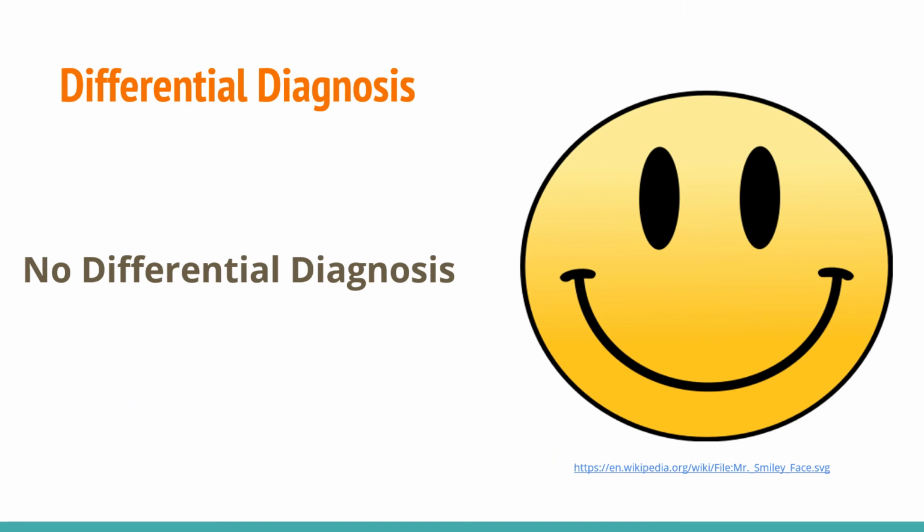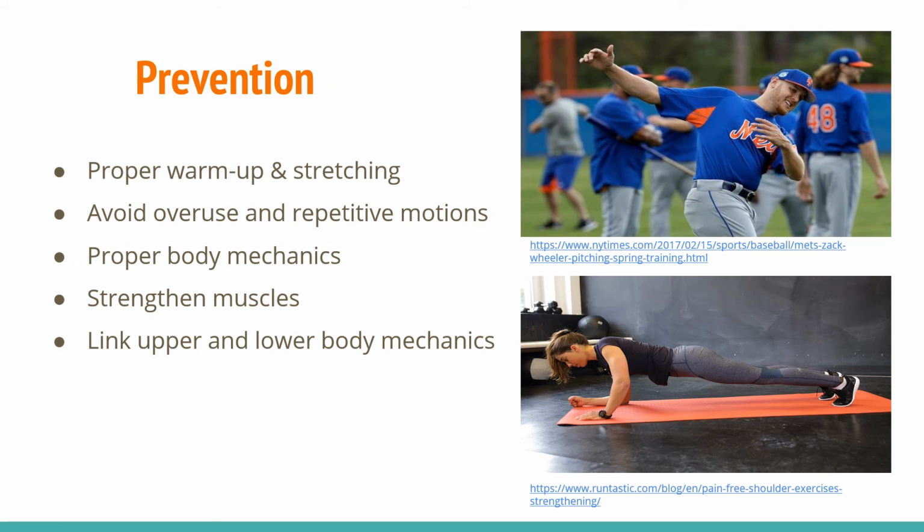There are no differential diagnoses for scapular dyskinesis. To prevent scapular dyskinesis, one needs to strengthen the muscles of the shoulder, avoid overusing the shoulder, stretch and warm up before practices and games, and use correct body mechanics, which includes correlating the body as one unit.